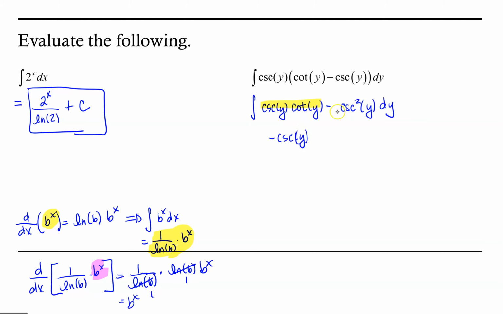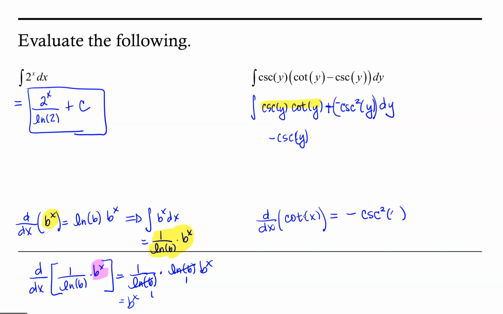And now we need to find the antiderivative of cosecant squared. And what I'm going to do here is I'm going to think of this as plus a negative cosecant squared of y. And then we're going to leverage what we know about the derivative of the cotangent function. That is, the derivative of cotangent is negative cosecant squared of y.